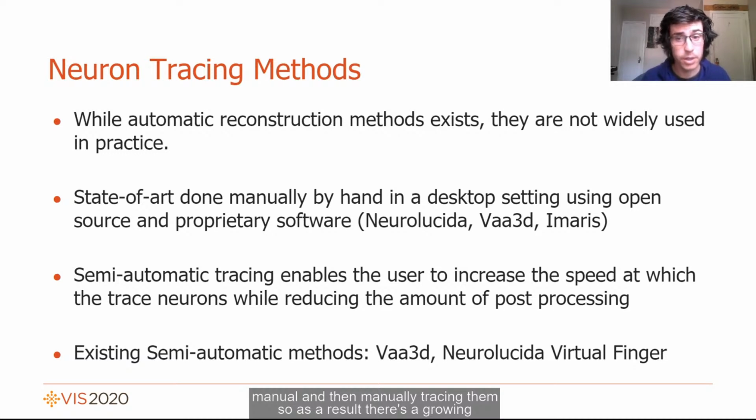As a result, there's a growing interest in using semi-automatic methods. A semi-automatic tracing method, compared to manually tracing neurons, aids the user by reducing the physical amount of tracing that needs to be done. This is accomplished by the user guiding an algorithm by roughly tracing along a neuron or providing start, end, and branch points. This allows the user to increase the speed at which they can trace a neuron while reducing the amount of time needed to review the resulting traces.